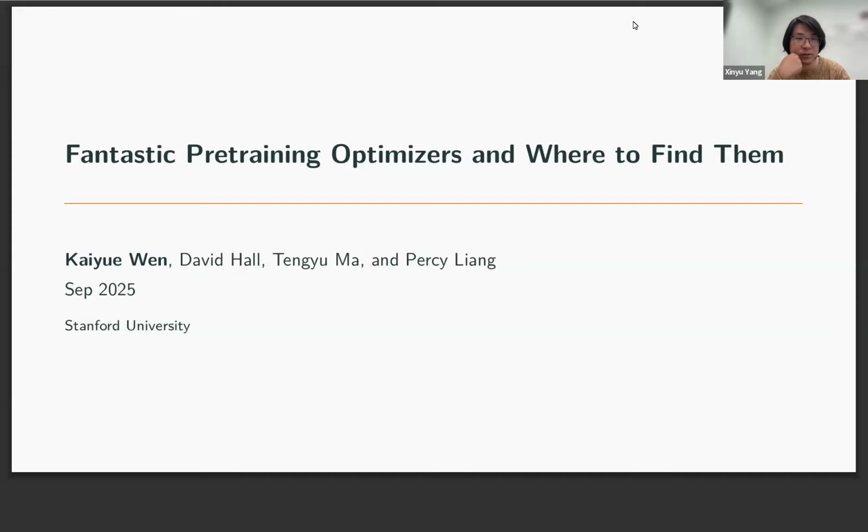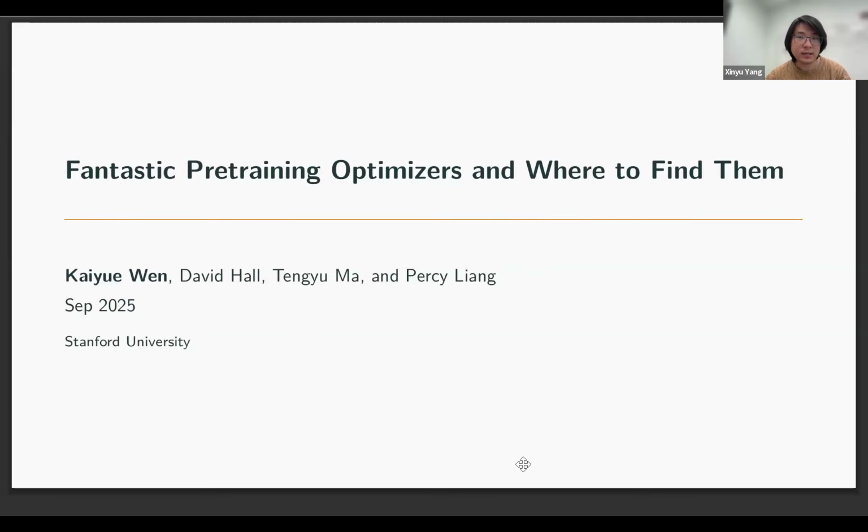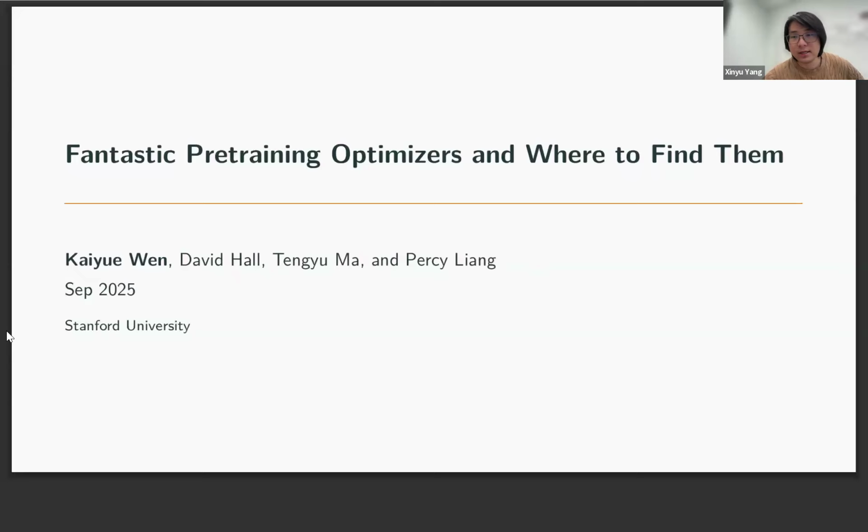Today we are happy to have Kaiyue to talk about fantastic pre-training optimizers and where to find them. Kaiyue is a second year PhD student at Stanford University, working with Professor Tengyu Ma and Percy Liang. He is a Tsinghua University alumnus from the Yao's pilot class. His research spans theoretical and empirical deep learning with a long-term ambition to uncover the physics behind deep learning. Recently, his work mainly focuses on demystifying algorithm choice in pre-training. Today, he will talk about the difference between different pre-training optimizers and how we can design a good one.